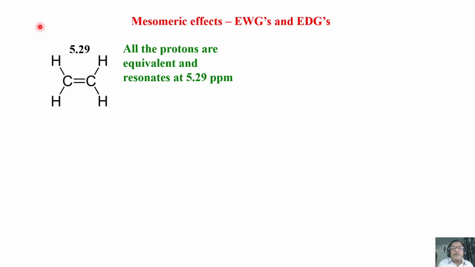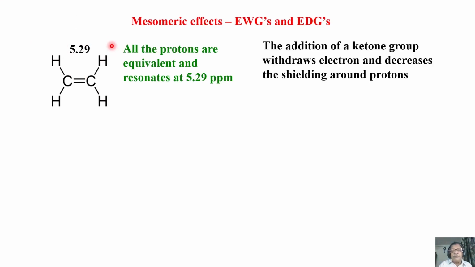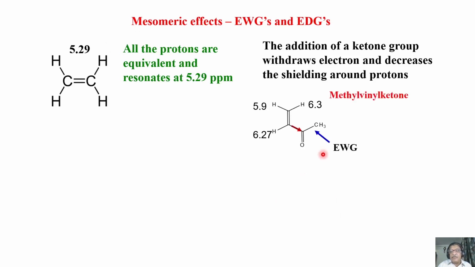As a consequence, how many peaks should we get? We will get only 1 peak, which comes at 5.29 ppm. Remember, it comes at 5.29 ppm. Now, we add one ketone group. What is a ketone group? It is a C double bond O with a CH3 group we add. Knock out this proton. Any of them you can take. I took an example. Knock out this proton and put a ketone group. Now this molecule is methyl vinyl ketone.